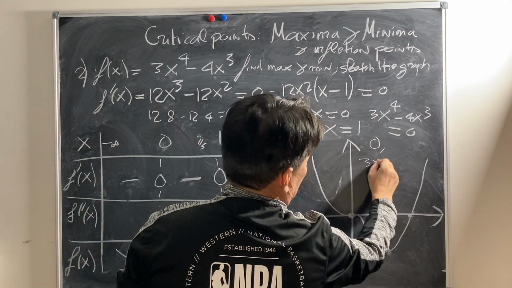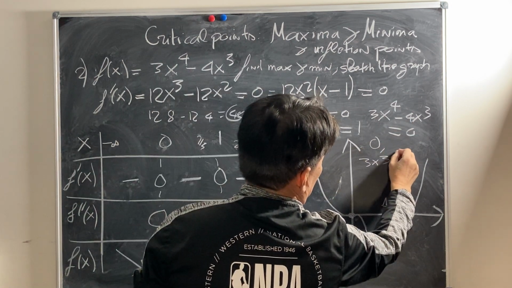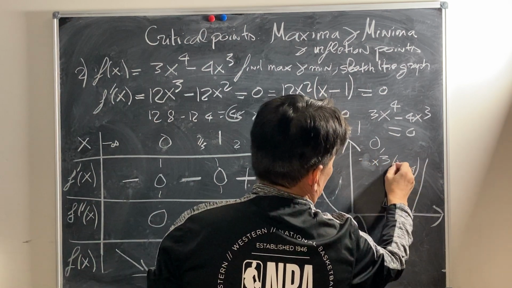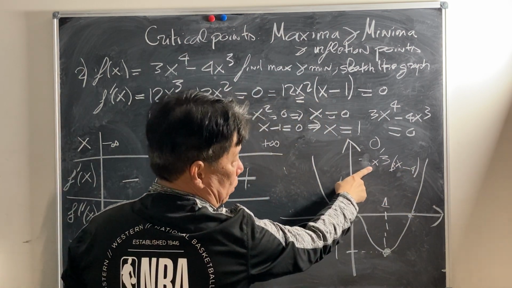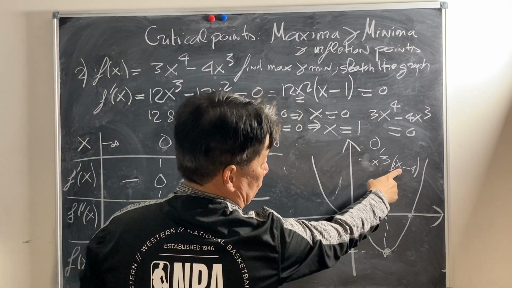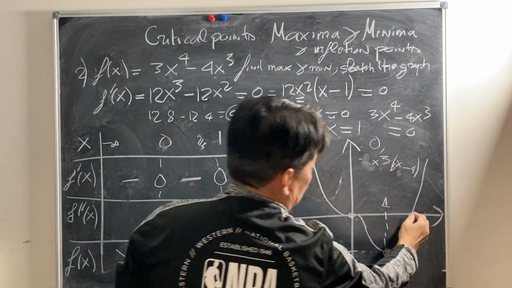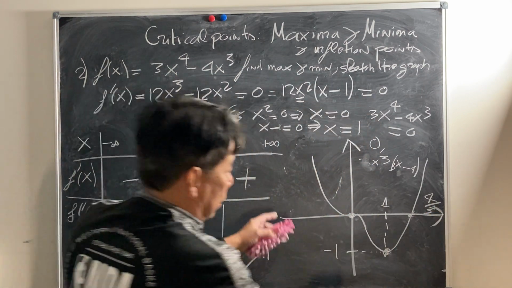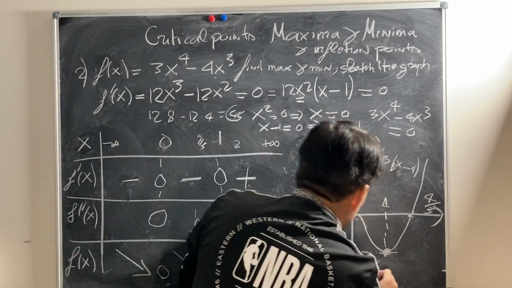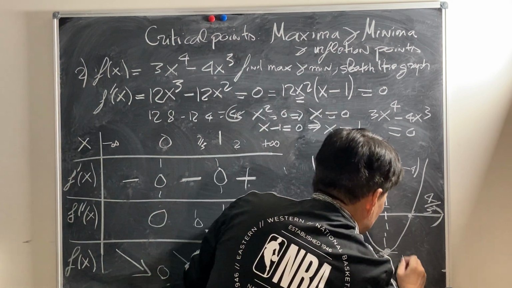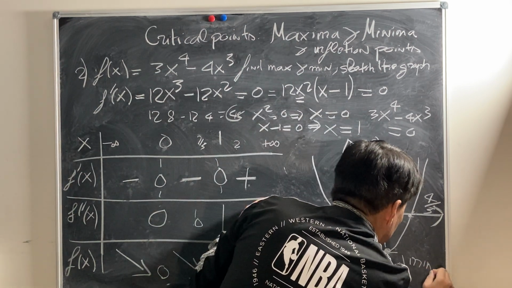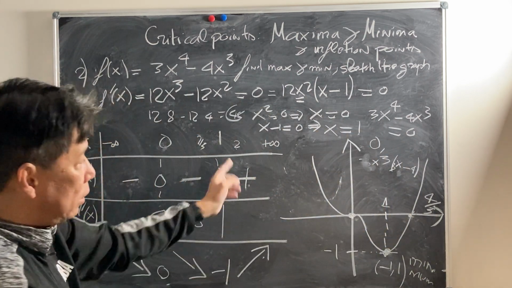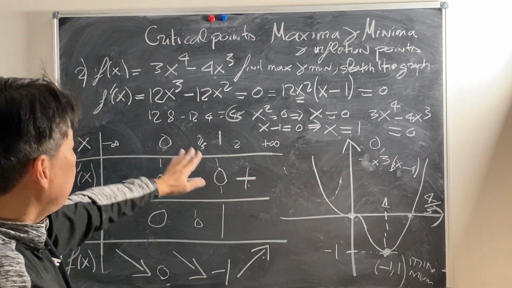If you factor out 3x cubed, then you have x minus 4 over 3. The first one is x equals 0, and the second one is x equals 4/3, so this point is 4/3. So this is the graph, and there is a local minimum when x equals 1. Okay, so we finished. We can stop right here because we answered the question.